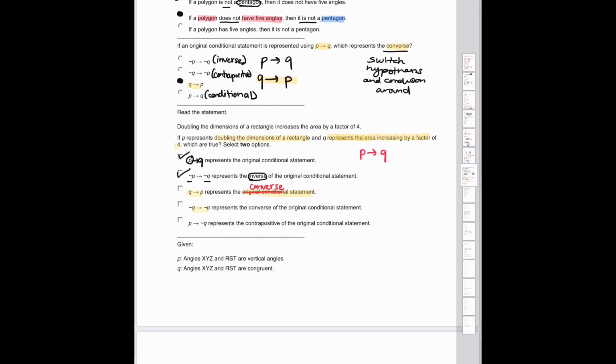If not Q, then not P represents the converse of the original conditional statement. Well, I just showed you that it is actually if Q then P that represents the converse of the original conditional statement. Let's look at the next problem.